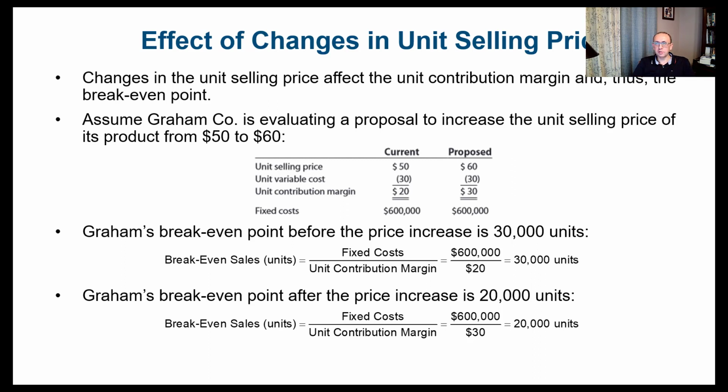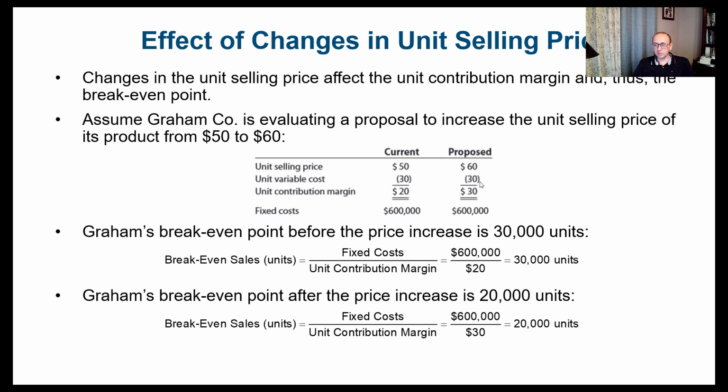So changes in the unit selling price affect the unit contribution margin and therefore the break-even point. But in this case, it would be working in the opposite direction. So let's see an example. Assume Graham Company is evaluating a proposal to increase the unit selling price of its product from $50 to $60. So now we're increasing our selling price from 50 to 60.